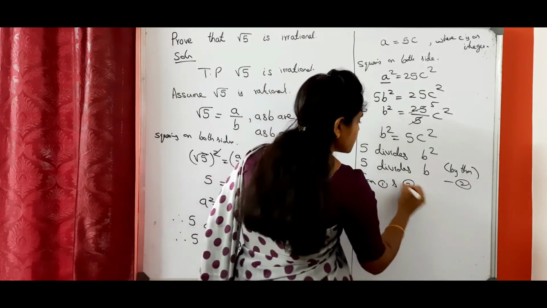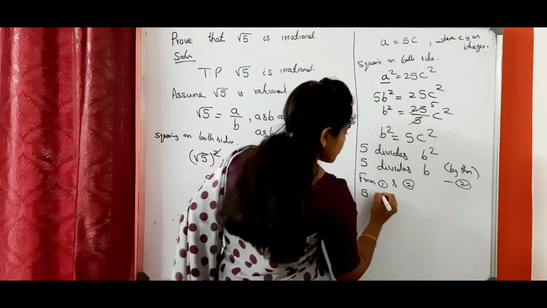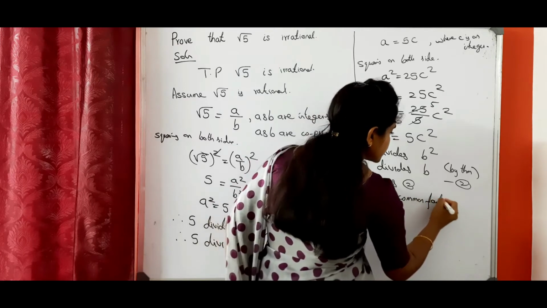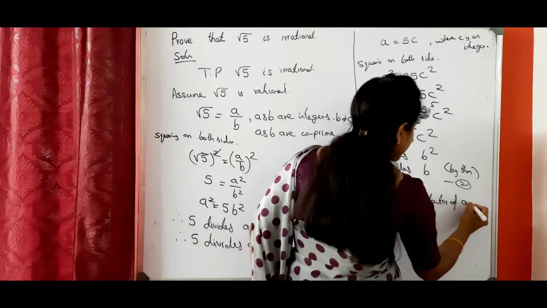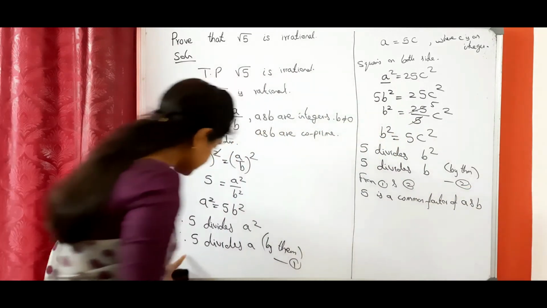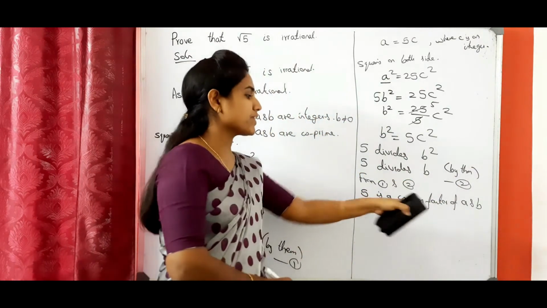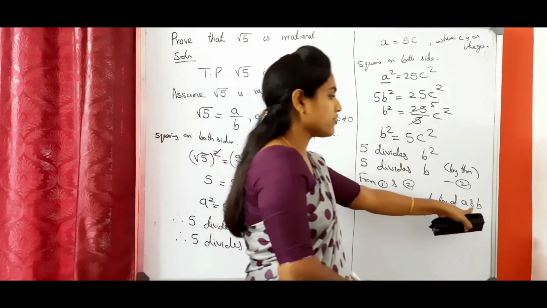From 1 and 2, what can we say? 5 is a common factor of A and B. Why? 5 divides A and 5 divides B. Therefore, from 1 and 2, we can say 5 is a common factor of A and B.